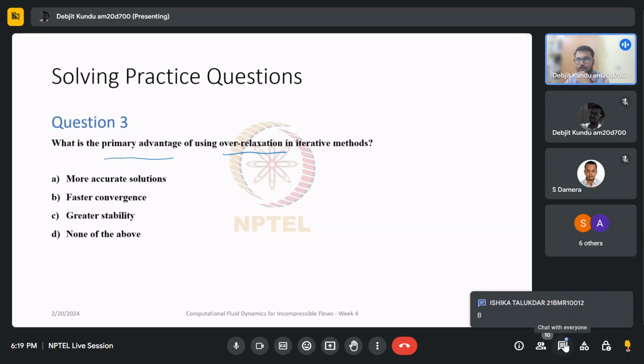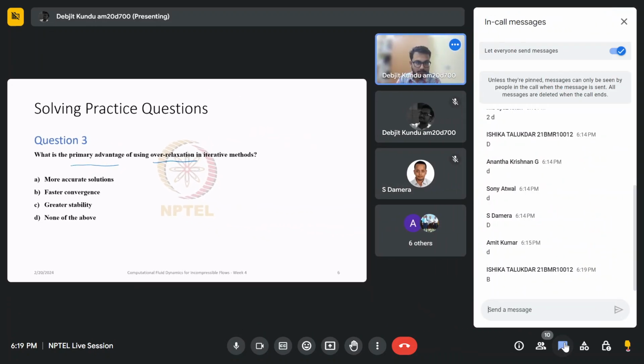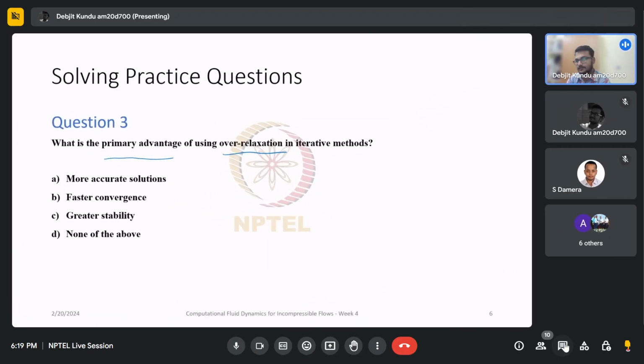Is it option A, more accurate solutions? Is it option B, faster convergence? Is it option C, greater stability? Or is it option D, none of the above? Okay, we have one quick response in favor of option B. Let's see what others have to say.